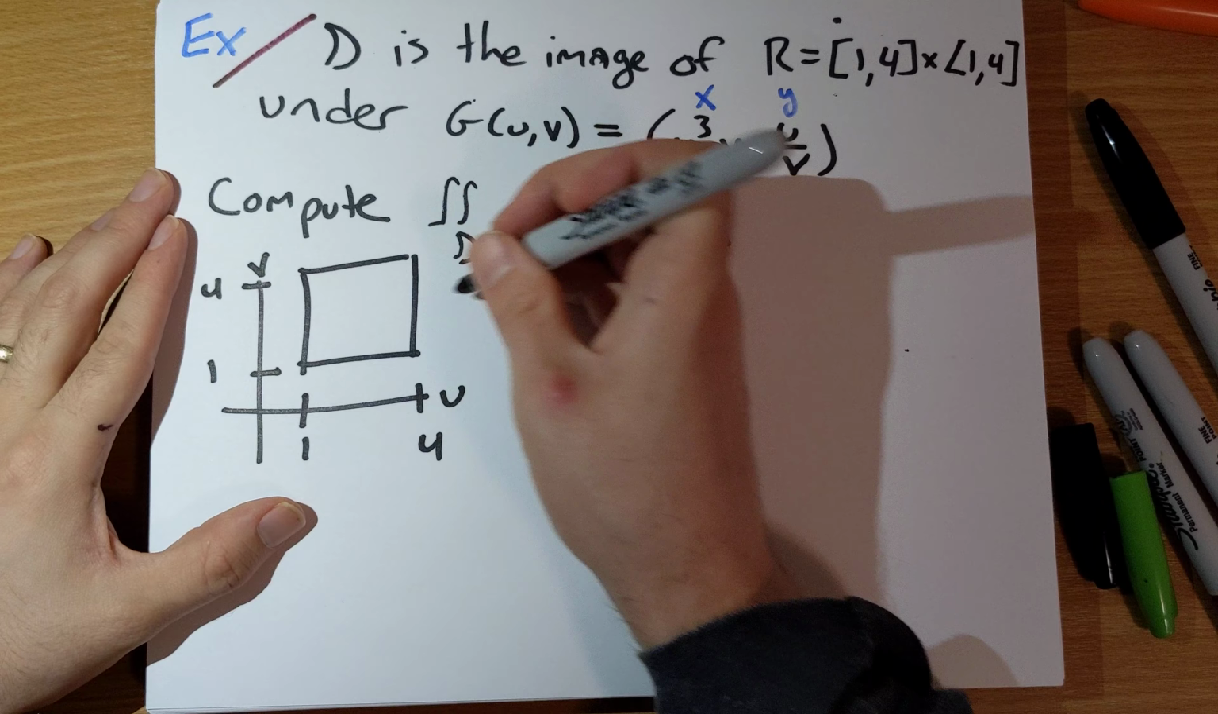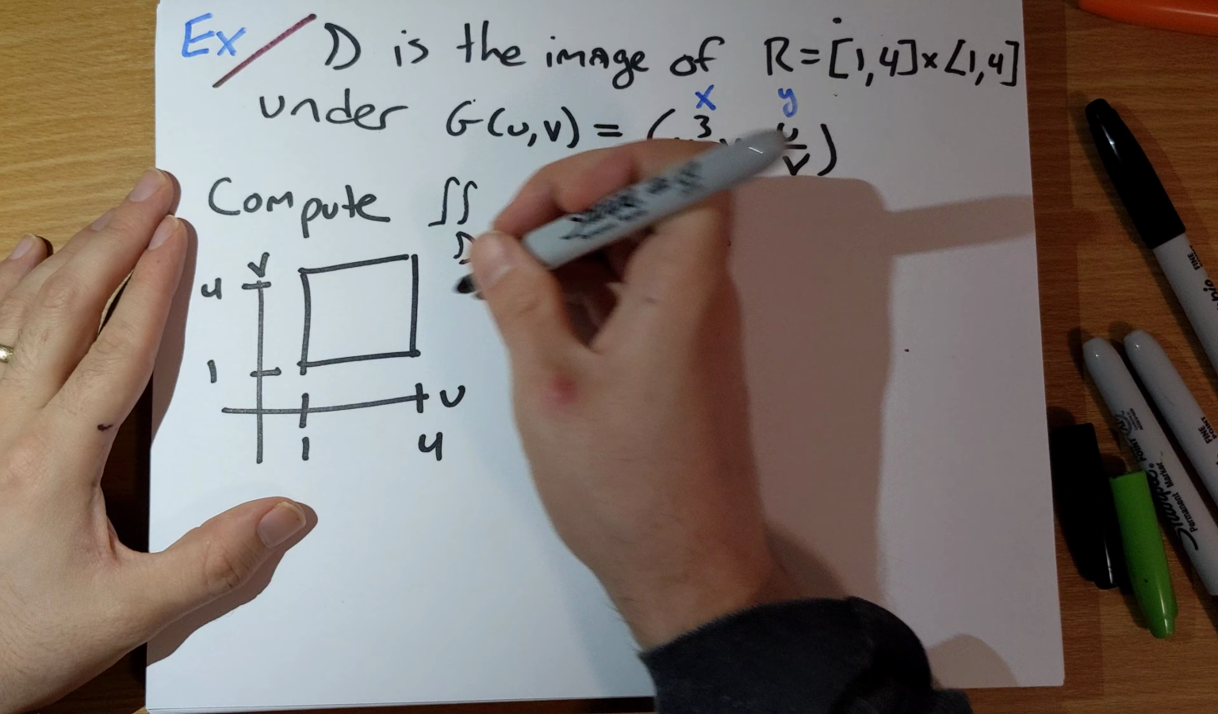Take a look at this example. D is the image of R. U goes from 1 to 4. V goes from 1 to 4. Under G of UV goes to X is U cubed times V. Y is U over V. Compute the double integral over D of X of Y dA.